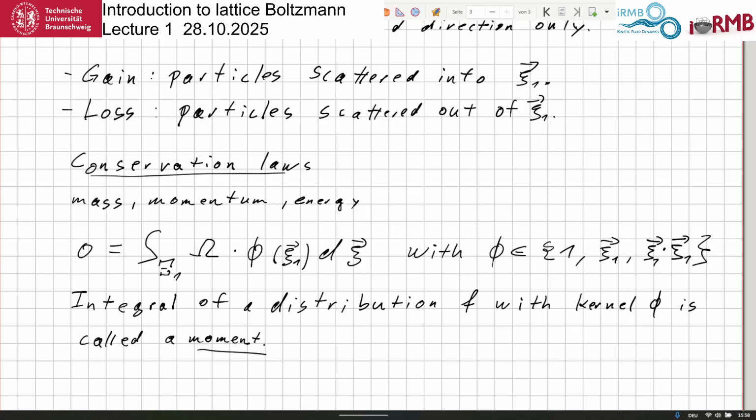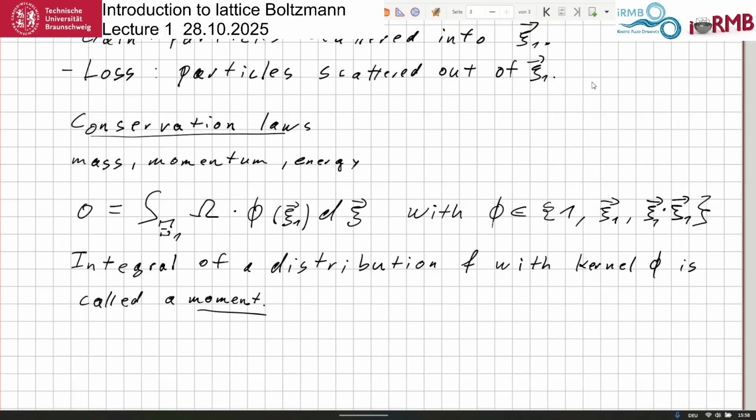If you don't know what moments are, you will know what moments are after you've finished this lecture, because we're talking about moments every Tuesday now. This is very, very important for us here. So there are obviously five conserved moments of the collision integral.